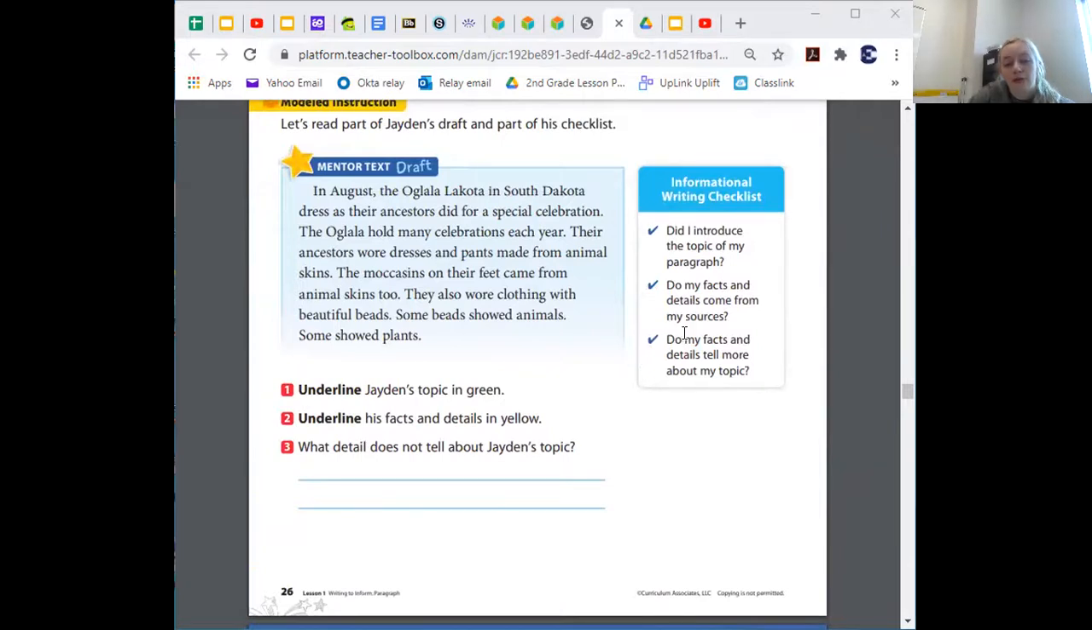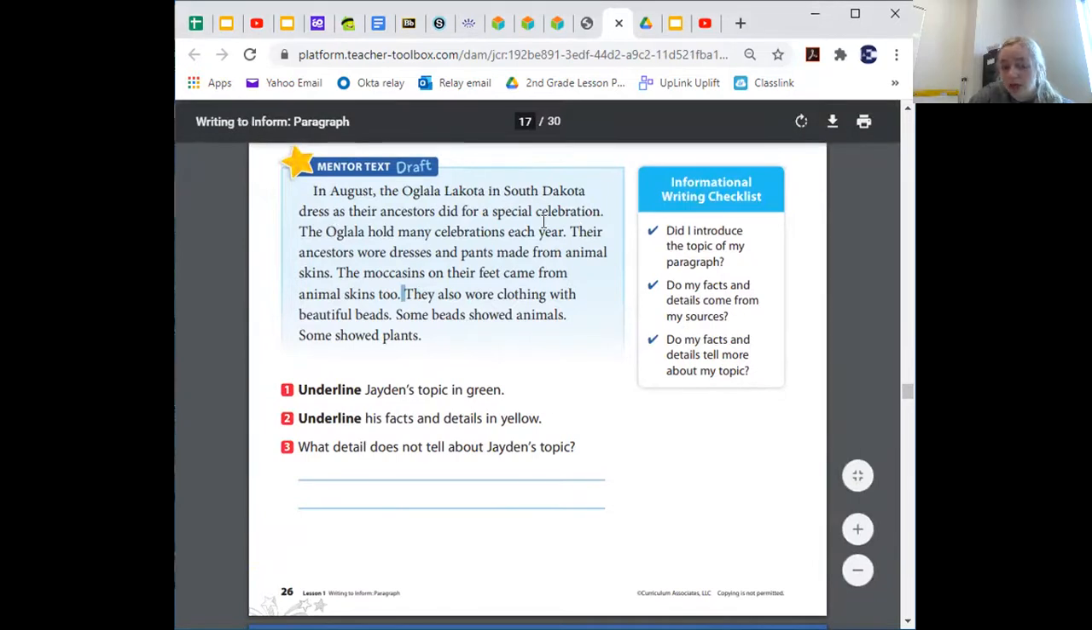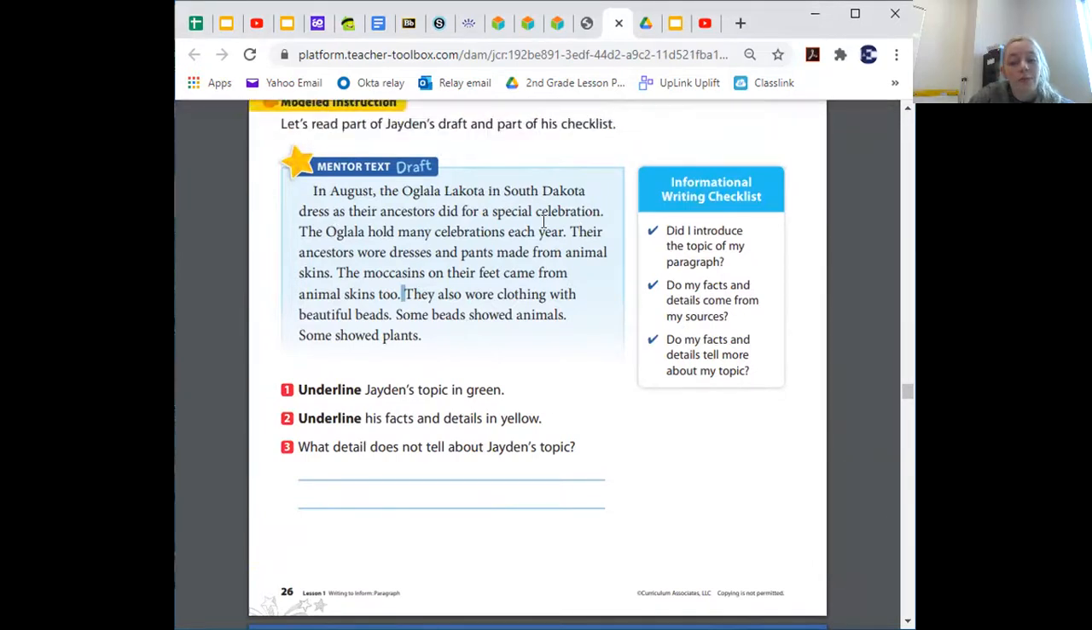So, number 3, do my facts and details tell more about my topic? Does what we underlined in yellow tell us more about the clothing the Oglala Lakota wore? It does, right? So I think we can check off that one as well.